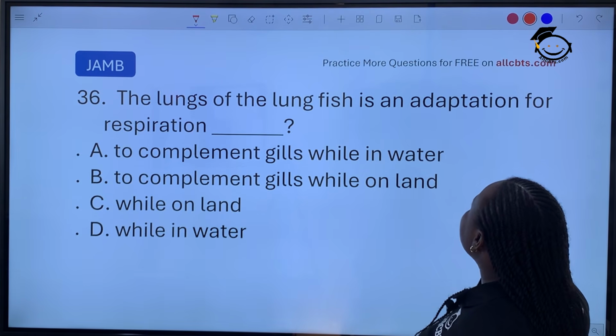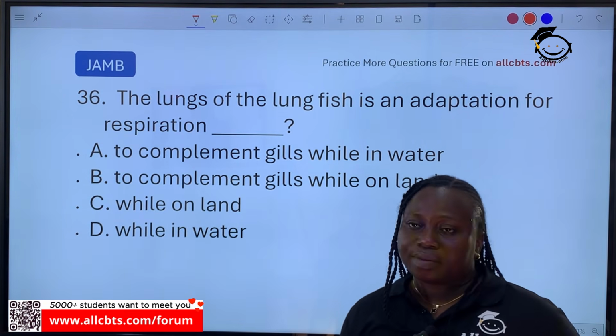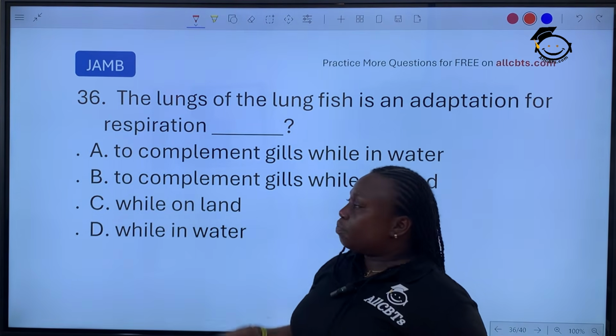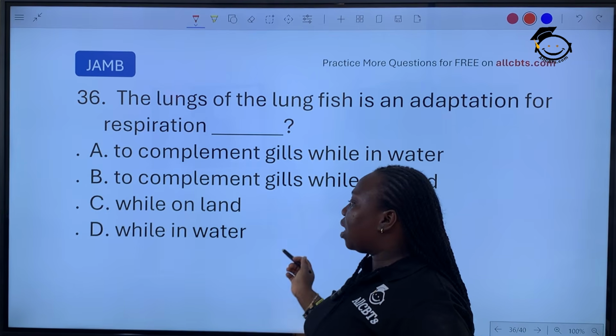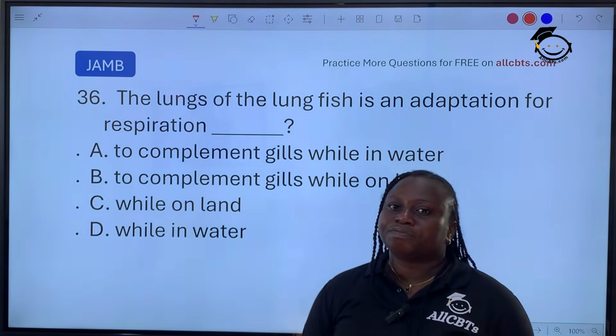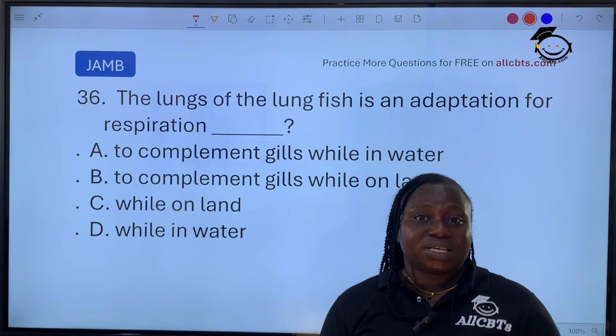lungfish is an adaptation for respiration in where? A, to complement gills while in water. B, to complement gills while on land. C, while on water. D, while on land. Now, we can get two answers from here, but we have to look for our best answer.